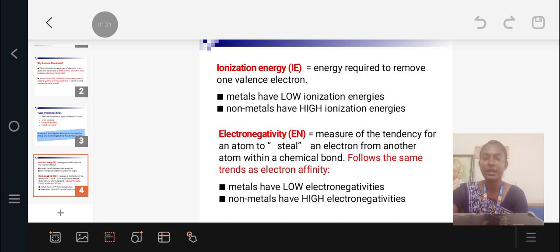Next one, electronegativity. It is represented as EN. It is the measure of the tendency for an atom to steal an electron from another atom within a chemical bond. It is called electronegativity. It is the same as electron affinity. Metals have low electronegativities, non-metals have high electronegativities.